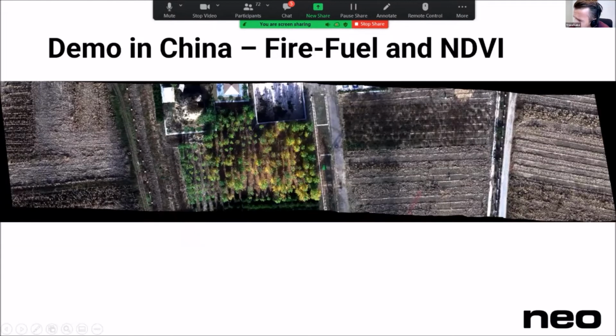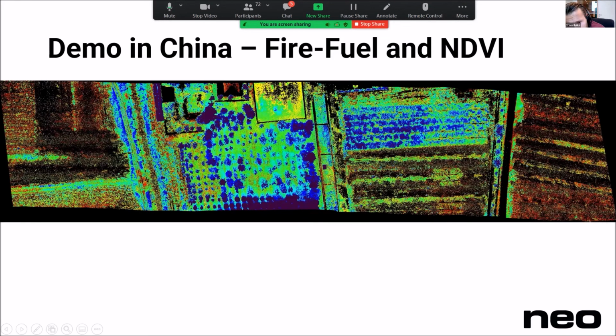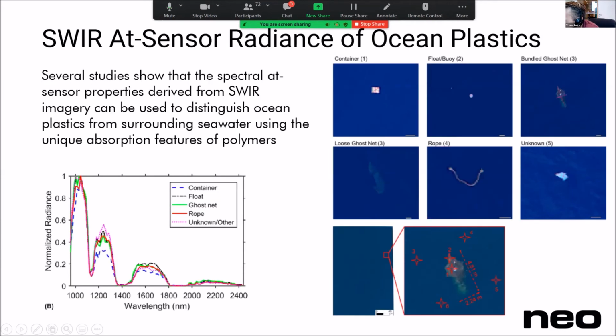Another demo we did in China for fire fuel and NDVI. So usually the demos we do are quite simple. We don't do advanced processing when we do a live demo, for example. But for this demo, we flew and we did real-time georeferencing and real-time fire fuel and NDVI classification. I think I have a video in the end here of a trial we did.